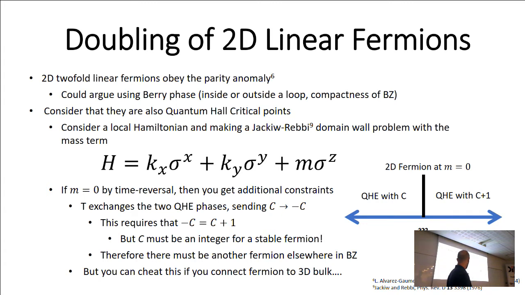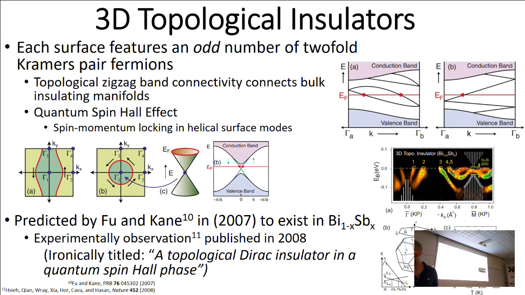And so how might one imagine getting around this? One resolution is you could stabilize it if you put it on the surface of something and connect the bands coming from it to some sort of bulk manifold that would stabilize this in place even though it wants to gap on its own. And so that is how a three-dimensional topological insulator works. A topological insulator is something where the top and the bottom surface each have a single twofold degenerate linear fermion, and it's stable. But you could imagine taking just the top and the bottom combined 2D system, and those each have a single fermion, but the combined system has two, so that it still obeys the parity anomaly successfully. And so the topological insulator is this phase of matter that, for those of you who don't know, was fairly recently discovered.